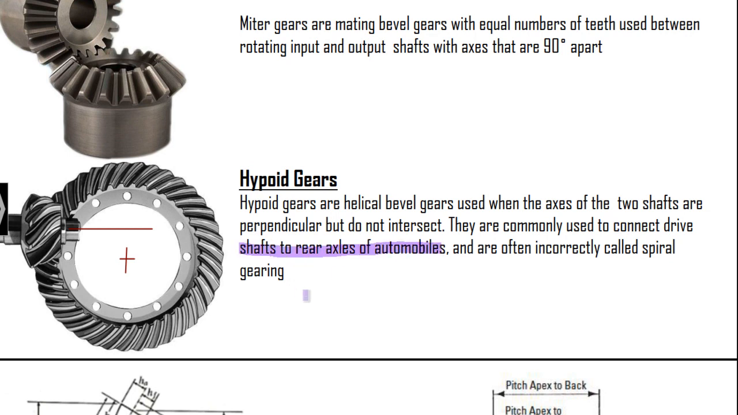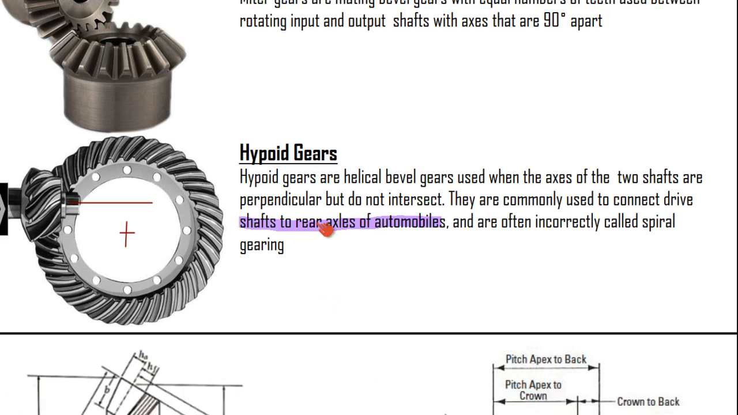It does not mean that the driving shaft coming from the gearbox will always be in line with the differential. No, it can be, but we cannot always ensure that it will be in line. So, if that is the case, hypoid gears are the best option, because they provide the feasibility of transmitting power between shafts which are not intersecting.